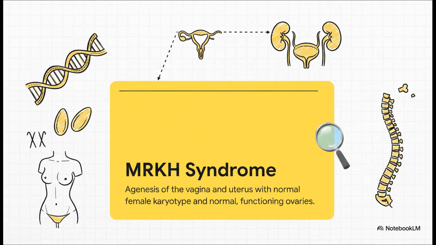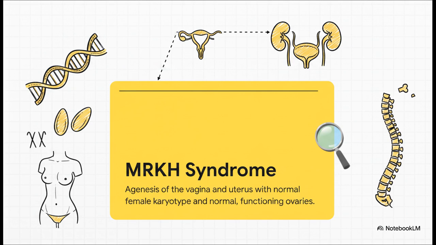After Turner's, this is the 2nd most common cause of primary amenorrhea. So what do you have to remember? 1. The patient is genetically female, 46XX. 2. She has normal, working ovaries, so she develops breasts and pubic hair just fine. But 3. She has no uterus and no upper vagina.